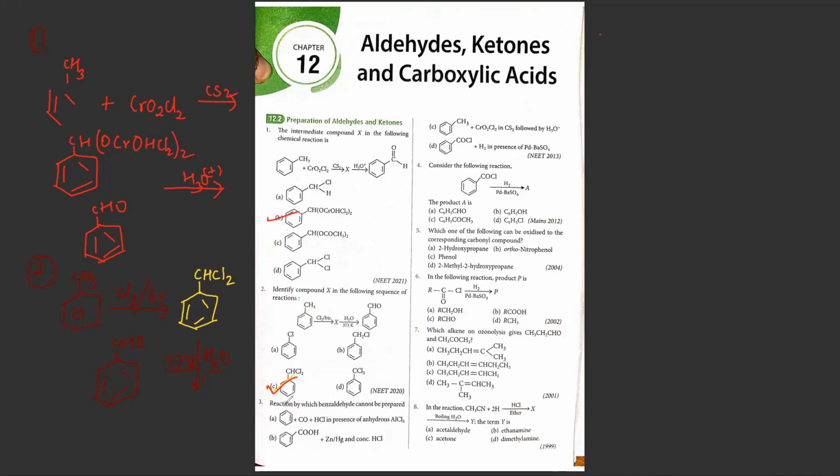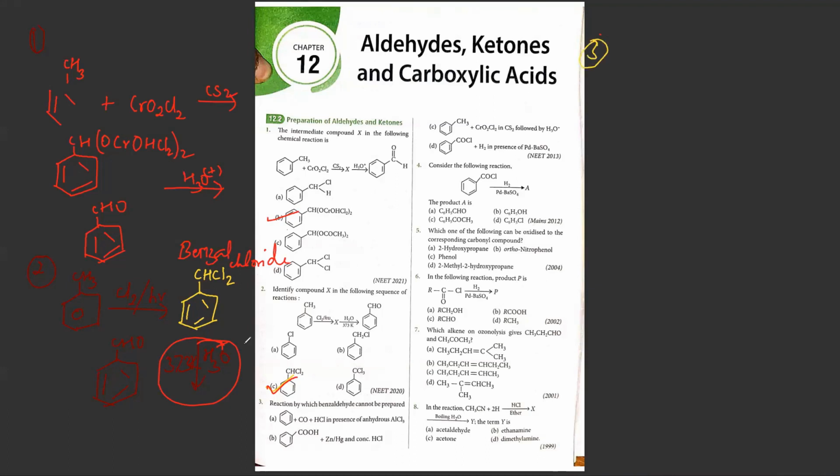I hope this is clear. So this reaction also we have seen, wherein toluene undergoes the free radical mechanism, that is, the chlorine Cl2 molecule in the presence of light, and it gives you benzyl chloride. This benzyl chloride further undergoes hydrolysis to give you benzaldehyde. So this is the second reaction.